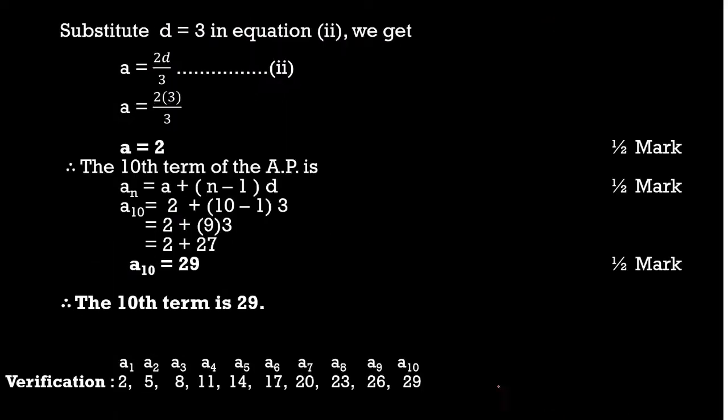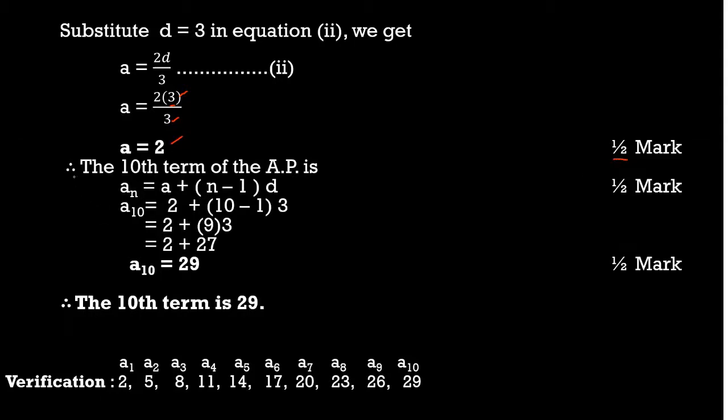To find first term A, substitute D is equal to 3 in equation number 2. Equation number 2 is A is equal to 2D divided by 3. 2 into D is 3 divided by 3. 3 and 3 get cancelled. A is equal to 2. Solving the value of A, you will get half mark.